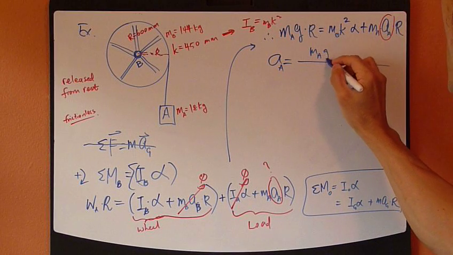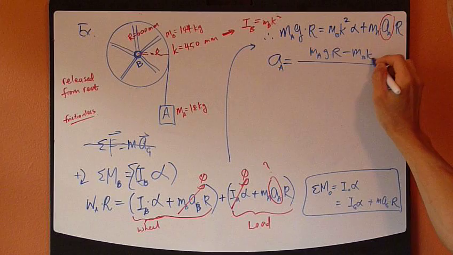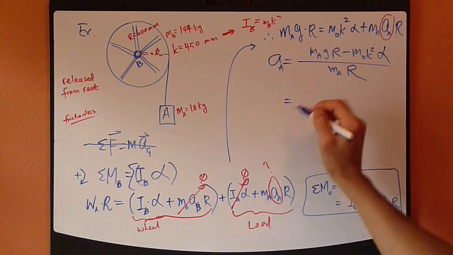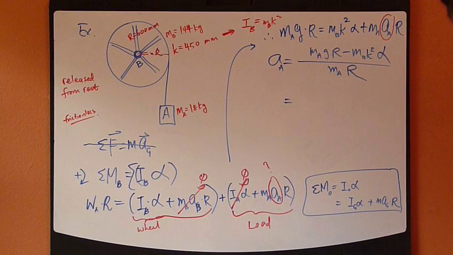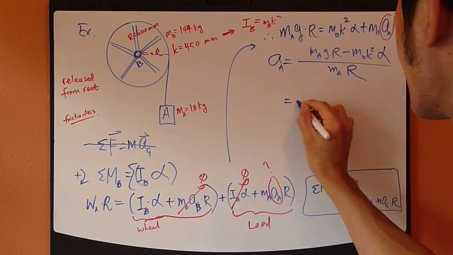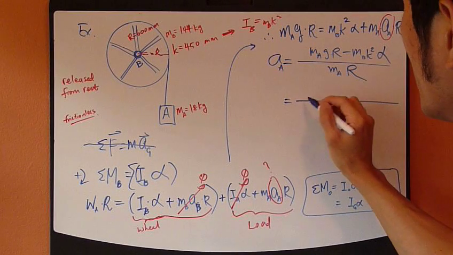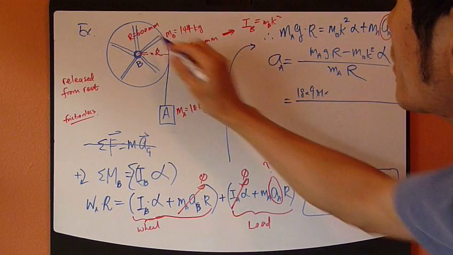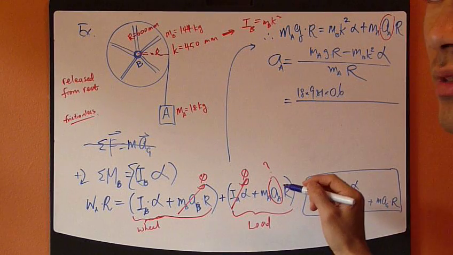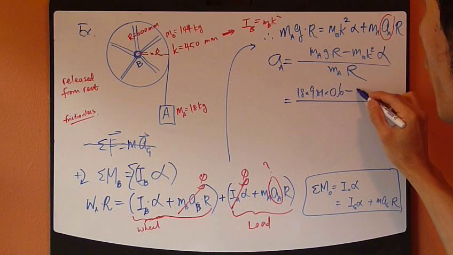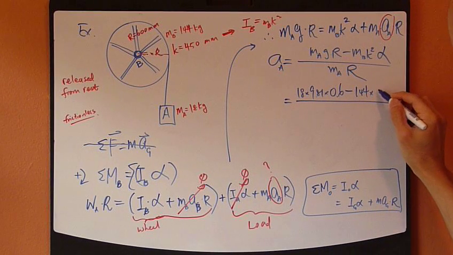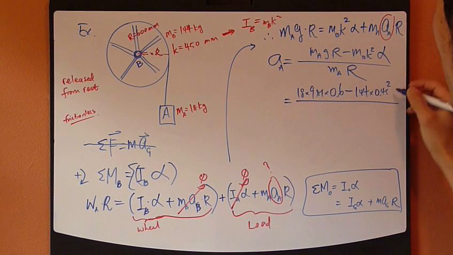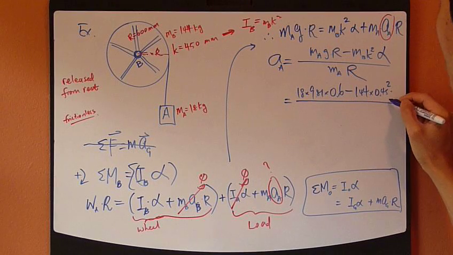So we have a_A equals (m_A g R minus m_B k squared alpha) divided by m_A R. Now you plug in numbers. Leave numbers to the very, very last step. m_A is 18 kilograms, g is 9.81, R is 600, which is 0.6 meters, minus m_B, which is 144 kilograms, k is 450, which is 0.45 squared, times alpha.